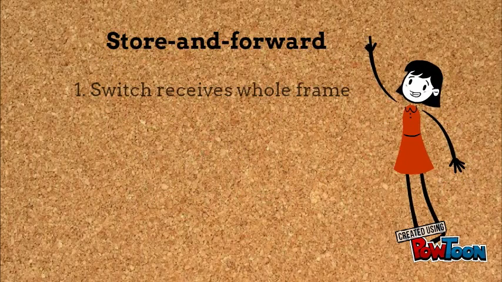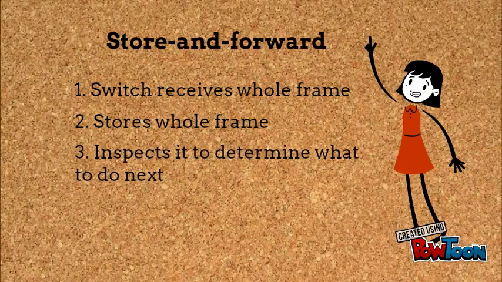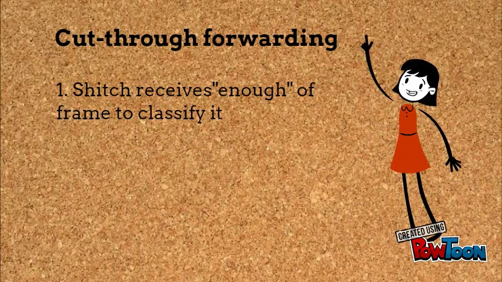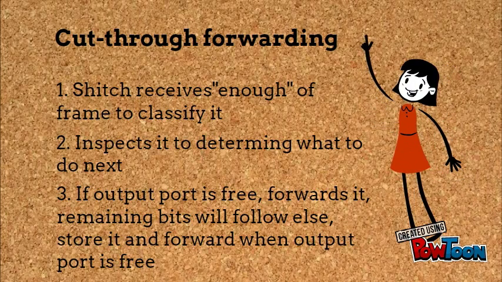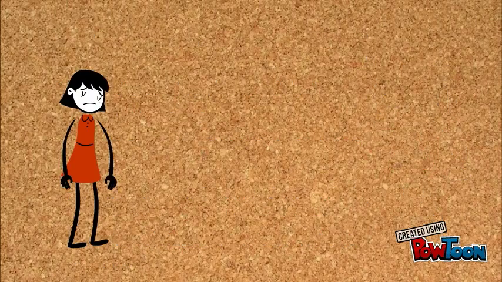The buffer can also use cut-through forwarding mode. A switch receives enough of the frame to classify it and inspects it to determine what to do next. If the output port is free, it forwards it, and the remaining bits will follow. Else, it stores it and forwards when the output port is free.